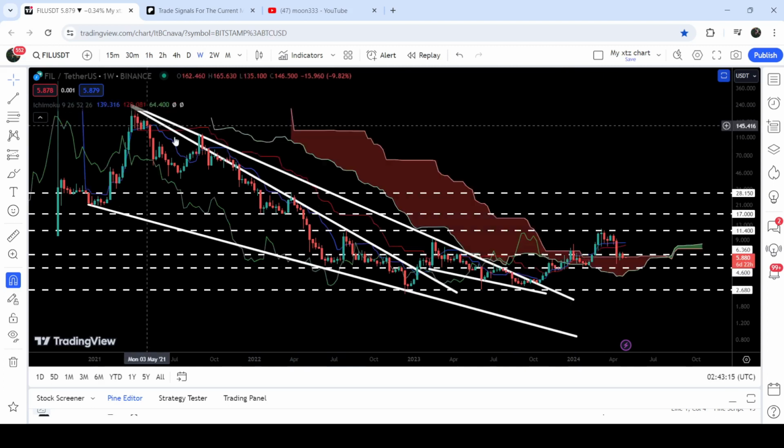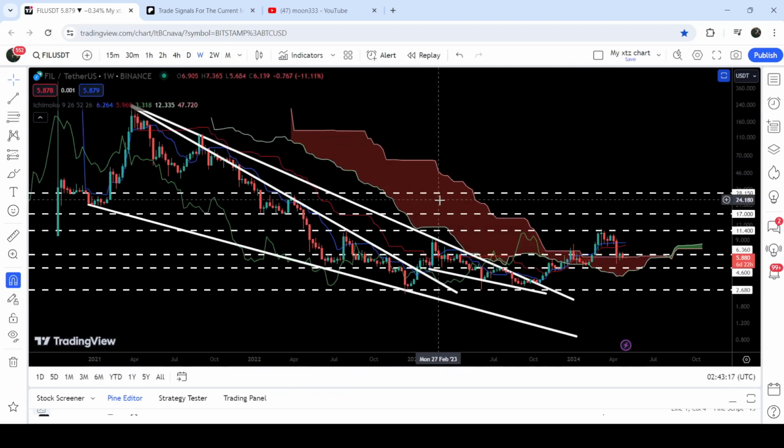At the same time, Filecoin is also testing this very massive support that was previously breaking at the resistance, this red Ichimoku bearish cloud. And now you can see that it is testing the upper bands of Ichimoku bearish cloud as a support. And in today's video, we will analyze this move.